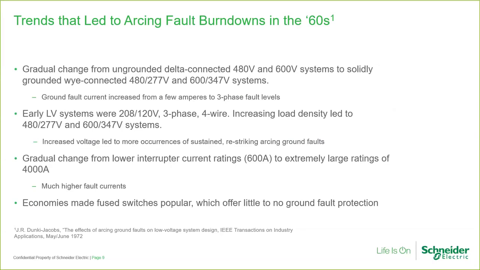Early low voltage systems were 208/120 volt three-phase 4-wire. Increasing load density led to the higher voltage 480 volt and 600 volt Y-connected systems. This increased voltage led to more occurrences of sustained restriking arcing ground faults. And there was a gradual change from lower interrupter ratings like 600 amp to extremely large ratings of 4000 amp. That meant there was much higher available fault current. Finally, economies made fused switches popular, which offer little to no ground fault protection.